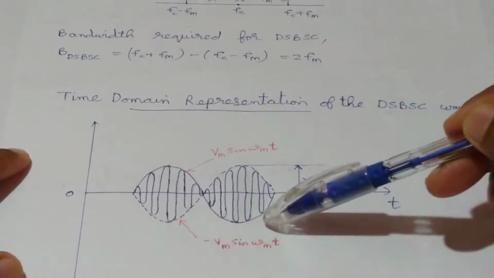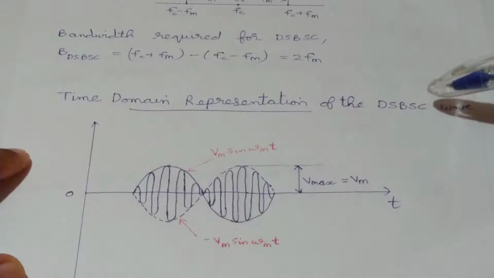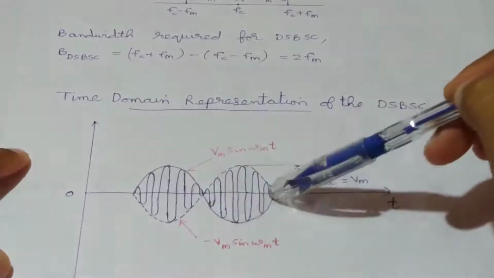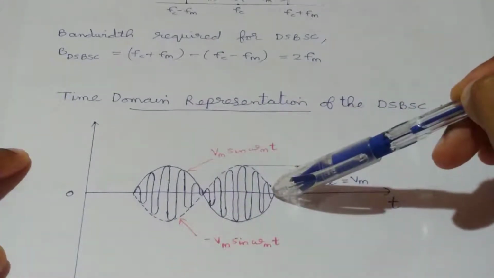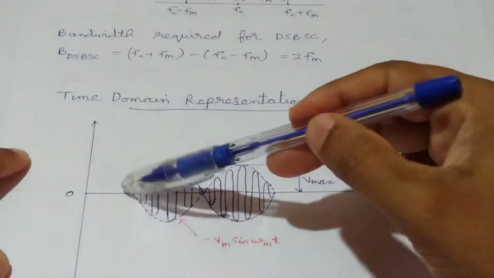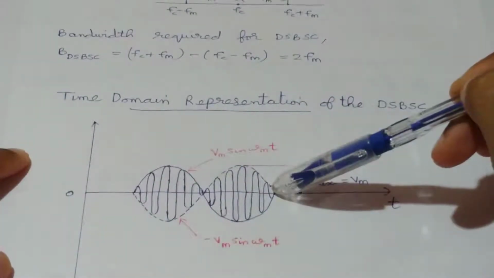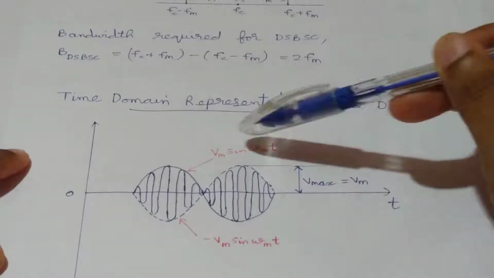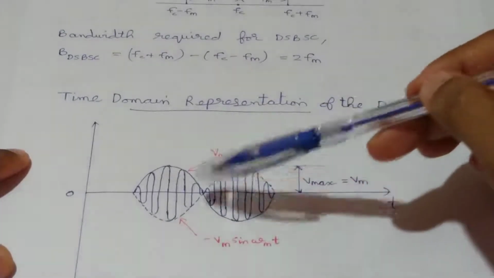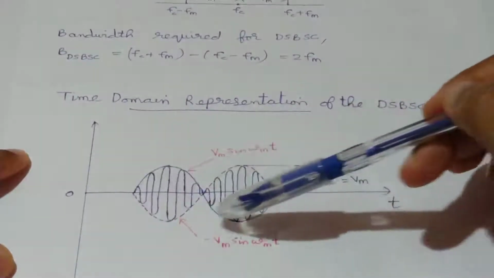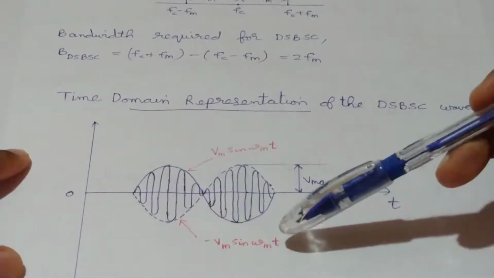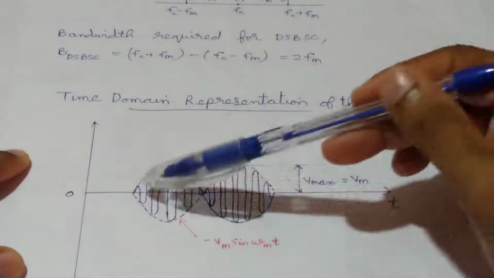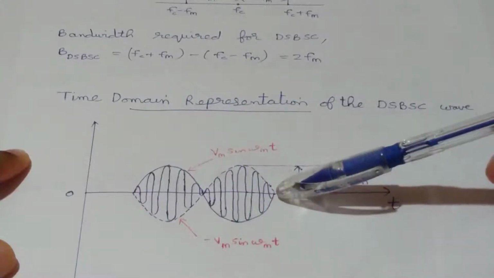This is the time domain representation of the double sideband suppressed carrier wave, and here this sine wave, which is drawn using the thick line, represents our top envelope, and this sine wave, which is represented using the dashed line, represents our bottom envelope. And here the equation for the top envelope is Vm sin omega mt, and the equation for the bottom envelope is minus Vm sin omega mt. Let's now try to understand why the shape of this DSB SC wave is like this with the help of our basic AM wave.